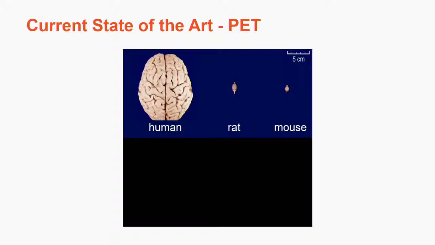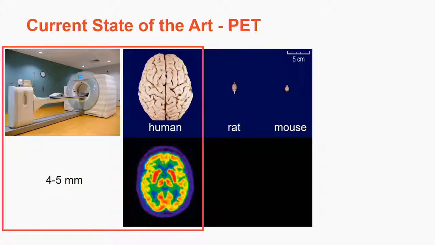So where are we right now? Let's just have a look at what we're able to do, at least in terms of spatial resolution, with current state-of-the-art PET systems. So we've got the human brain, rat brain and mouse brain roughly to scale here. And with human PET systems, the current standard state-of-the-art system, we can achieve about 4 to 5 millimetre spatial resolution and get images looking a little like this.